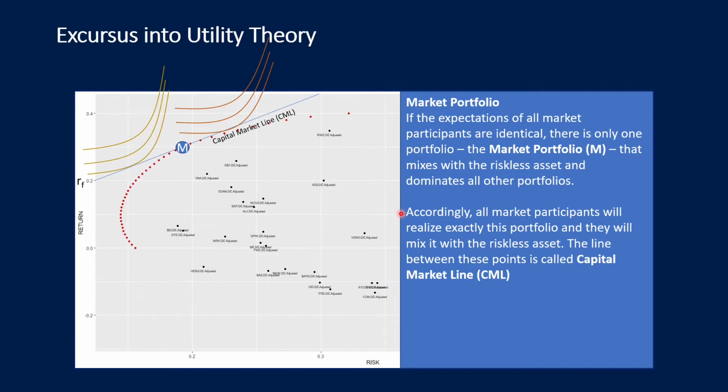If we now repeat our excursus into utility theory, we see our two persons with differently shaped indifference curves, and of course they now have to decide which point on this capital market line they would like to realize. The left one would rather realize this point, of course, and the right one would better realize this point. Since this is a mixture between the riskless asset and the market portfolio, roughly half-half, this person would put half of its money into bonds and half of its money into shares.